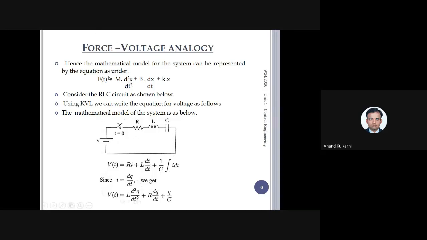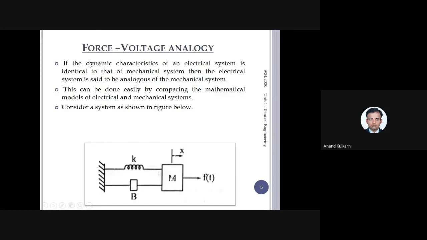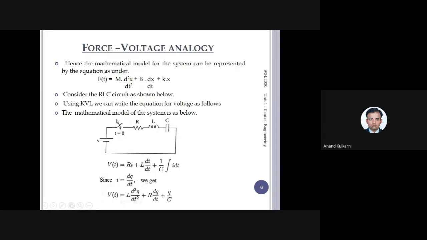So when I write the equation for this mechanical system and the equation for this electrical system in the form of acceleration and velocity, that is d square q by dt square and dq by dt, I can compare these two and say that mass is equivalent to L, damper is equivalent to R, spring constant is equivalent to 1 by capacitance, and force is equivalent to voltage. So this method is called analogy.